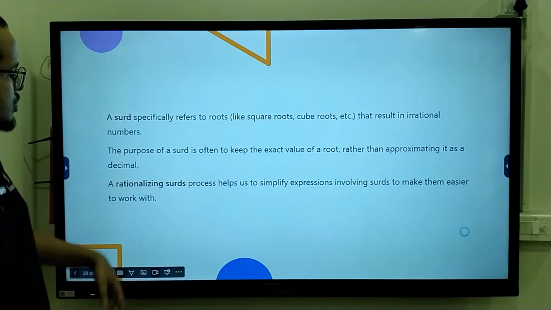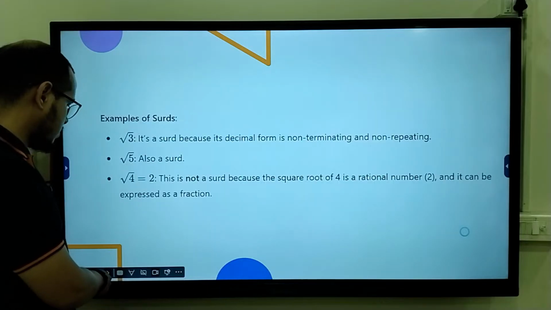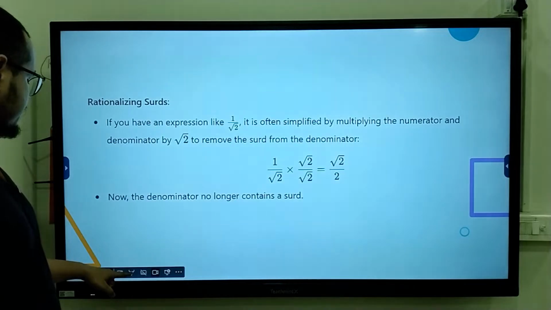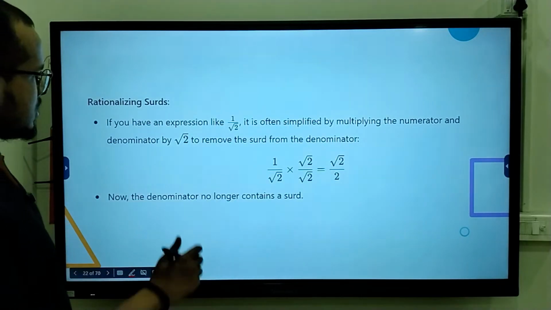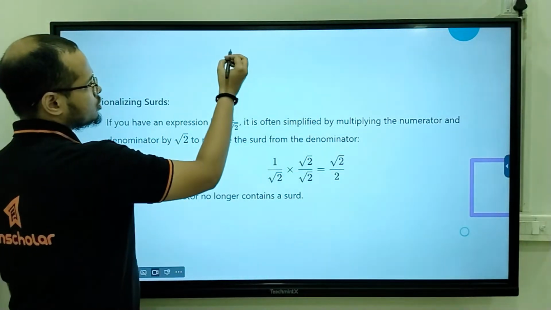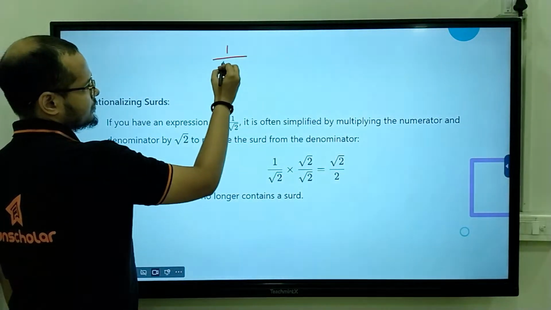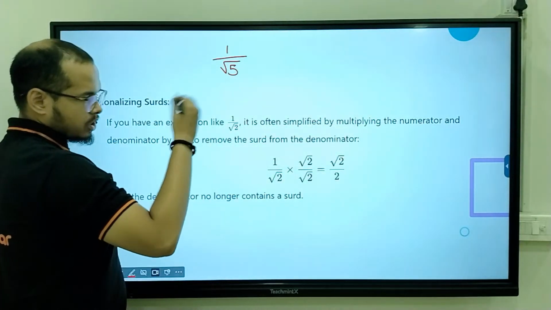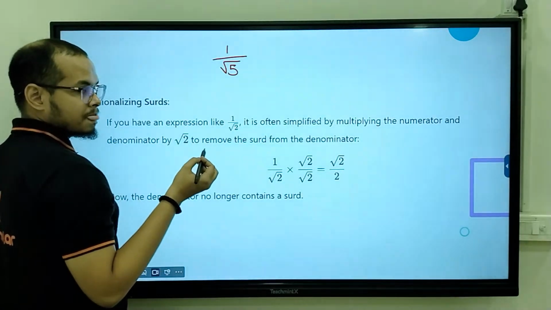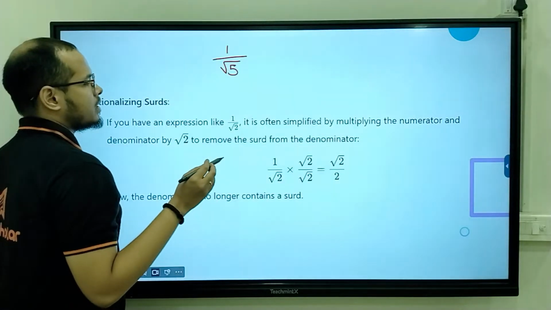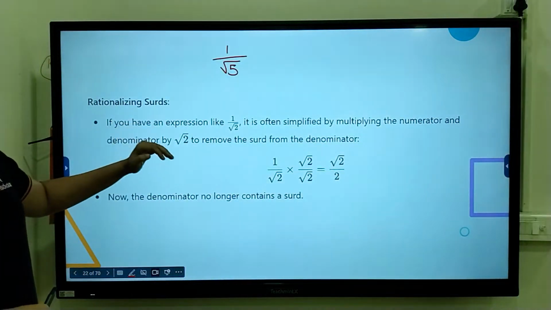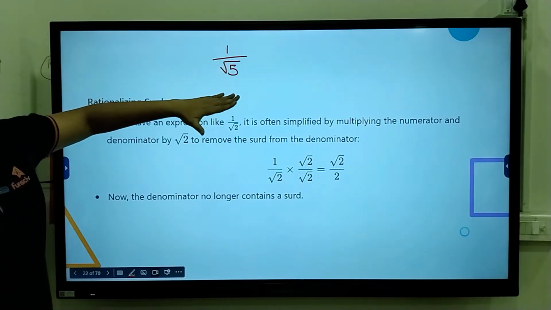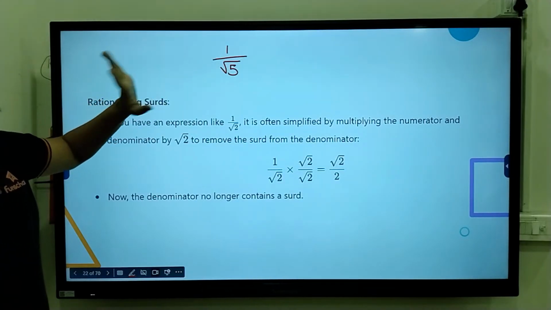Now we have to understand what is the concept of rationalizing. Okay. So let's see, we have something like 1 by root 5. We cannot write this down in fraction form like this. We have to find some way to convert this denominator of root 5 into the numerator. At least we have to do that.